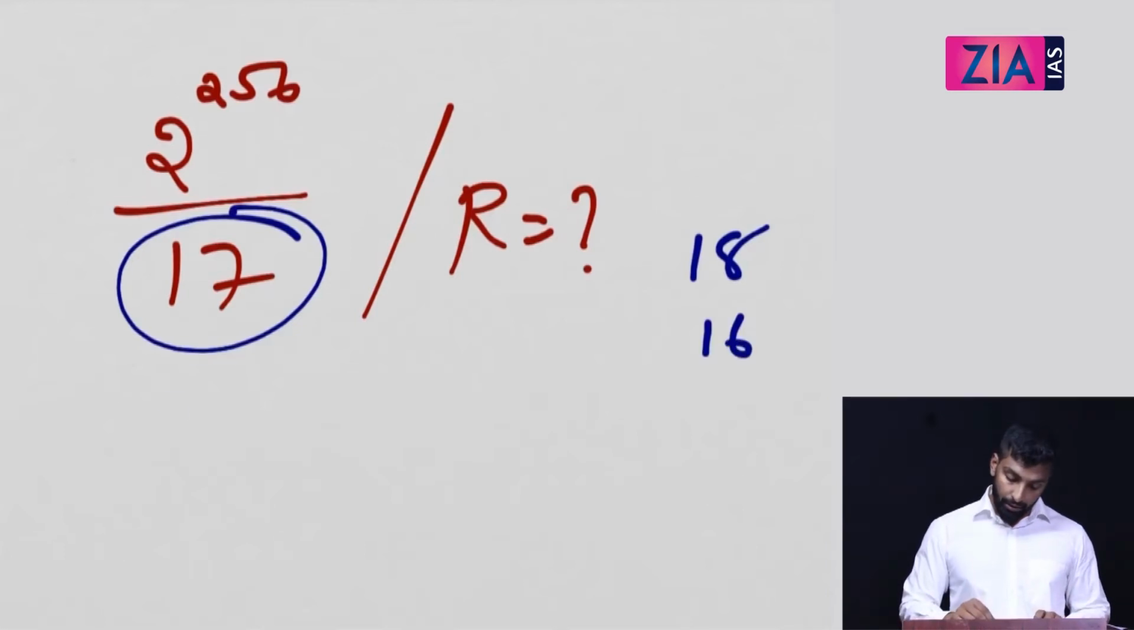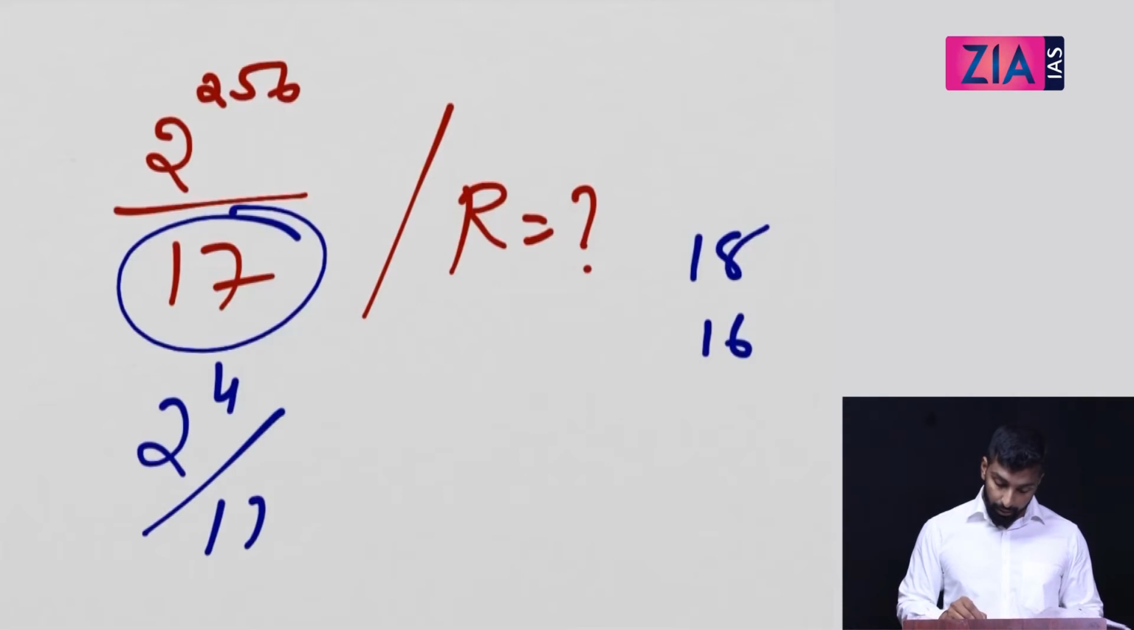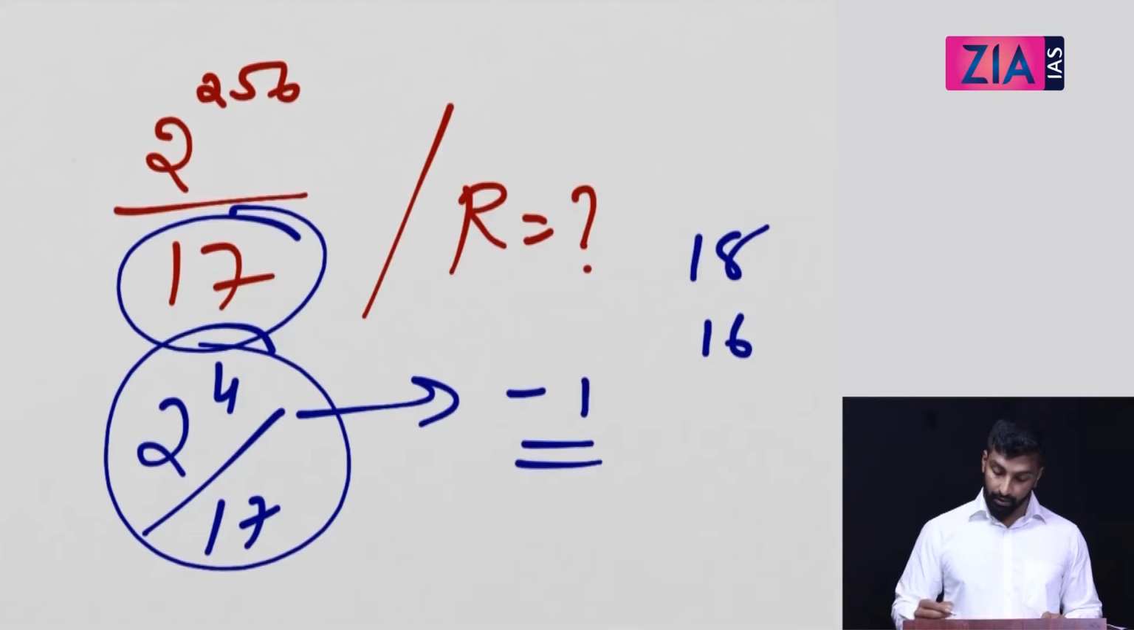So I know 2 raised to 4 will give me 16. So here there is a scope of getting a -1 remainder. If you write 2 raised to 4 by 17, you will get the remainder as -1. The actual remainder is 16, but to make the calculation easier, we'll take it as -1.